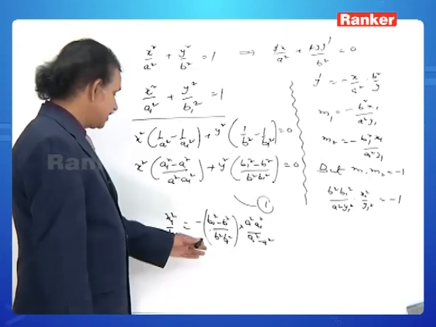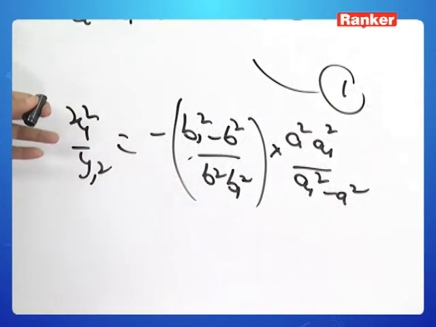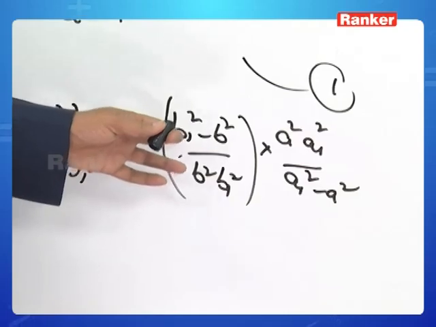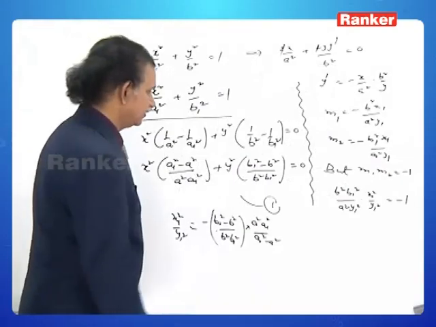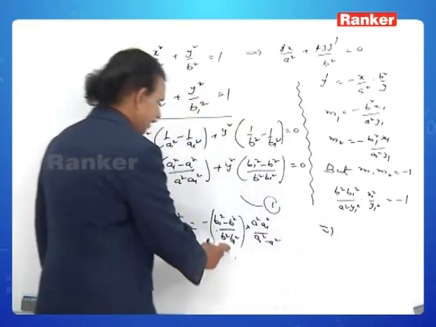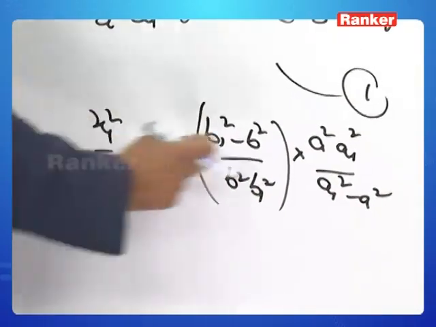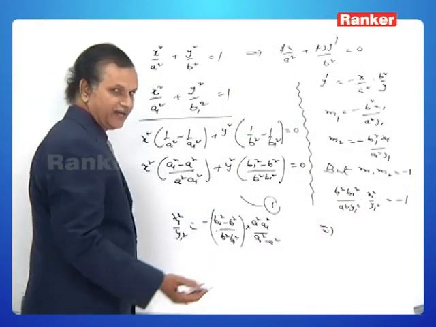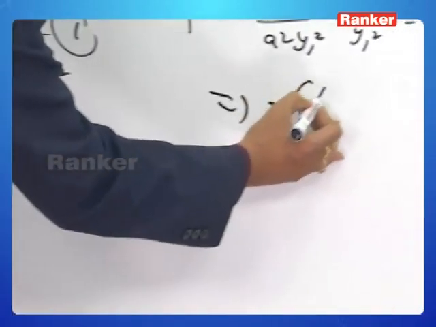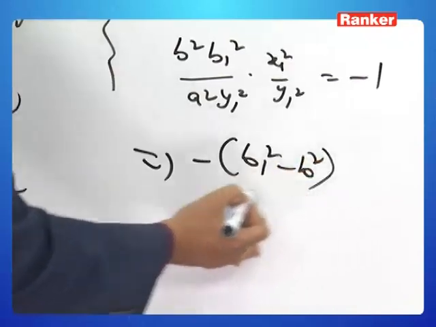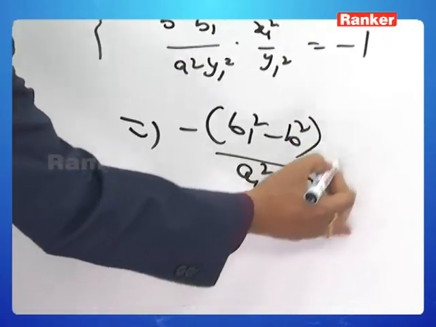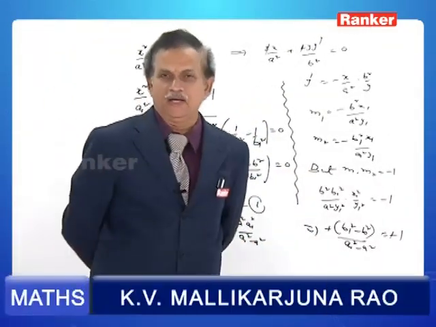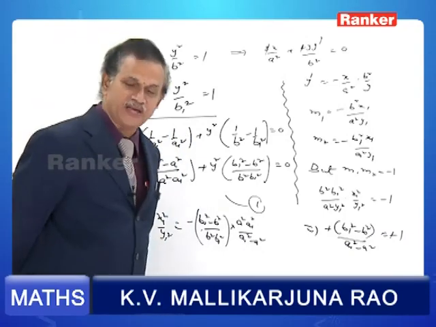Good. From this, you have b squared b1 squared x1 squared by a squared a1 squared y1 squared is equal to minus of (b1 squared minus b squared) by (a1 squared minus a squared). And this must be equal to minus 1. You can cancel minus 1 on both sides. All together you have a squared minus a1 squared is equal to b squared minus b1 squared.